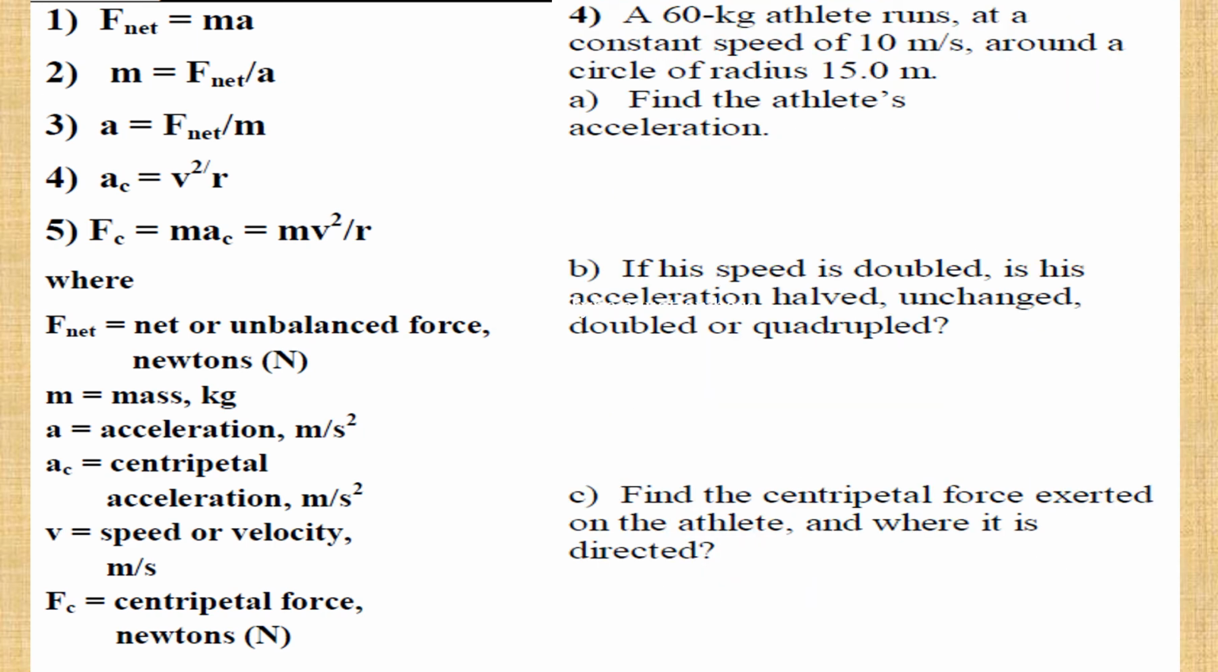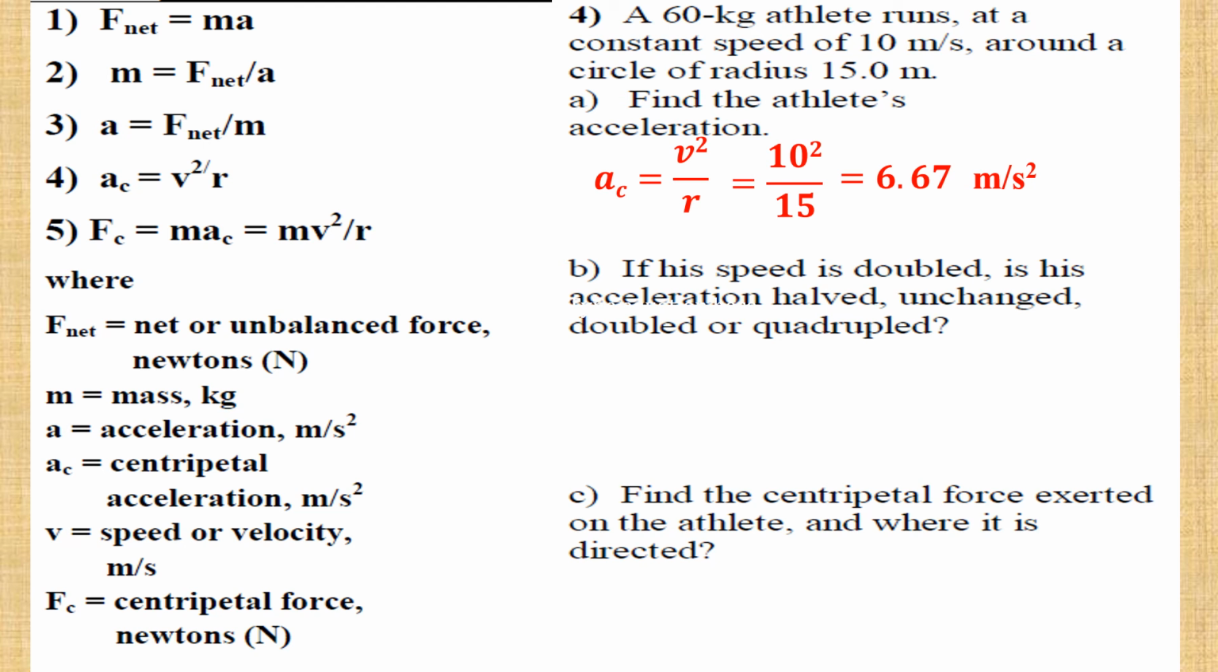Number 4, a 60 kilogram athlete runs at a constant speed of 10 meters per second around a circle of radius 15 meters. Find the athlete's acceleration. So, using formula number 4, since this is moving around a circle, A sub c equals v squared over r. So, substituting the values, v squared is 10 squared divided by r, which is 15, and we get the answer of 6.67 meters per second squared.